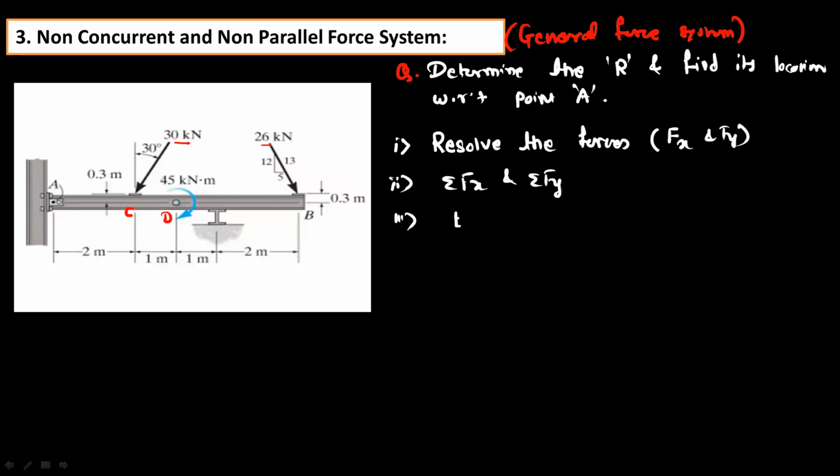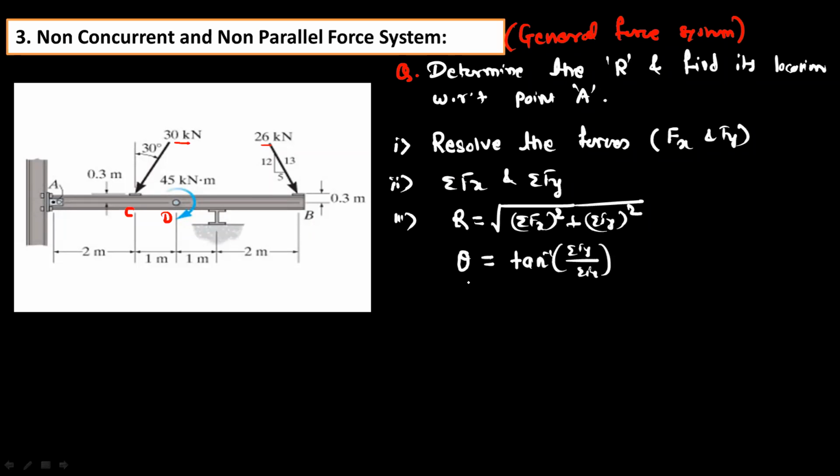The third step will be to find out the resultant by using this formula: square root of summation Fx squared plus summation Fy squared. Next, find out the angle of the resultant, theta, which is equal to tan inverse of summation Fy upon summation Fx. Before this theta, from the second step, you should locate the quadrant. Locate the quadrant of the resultant.